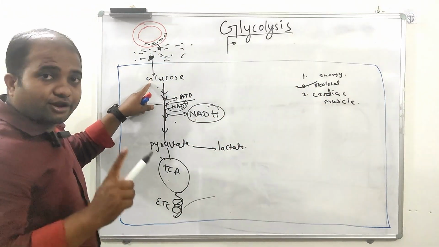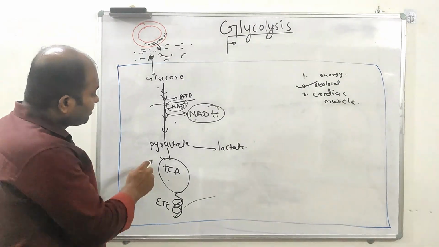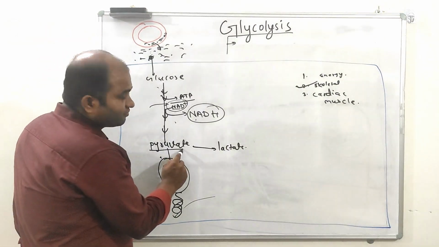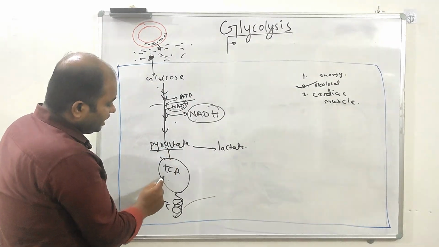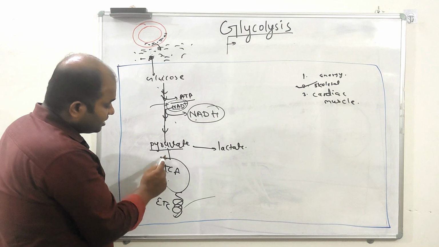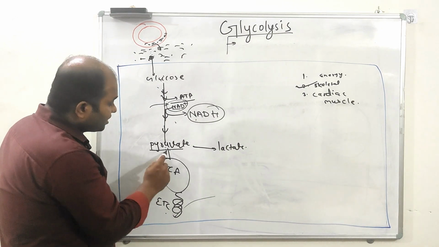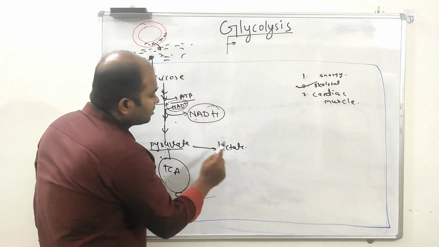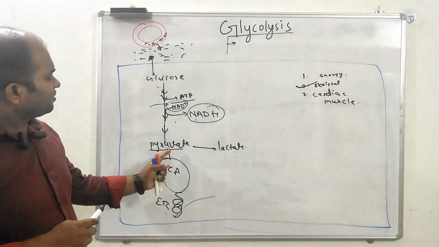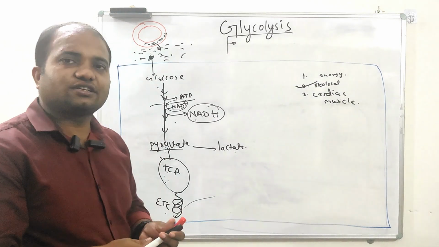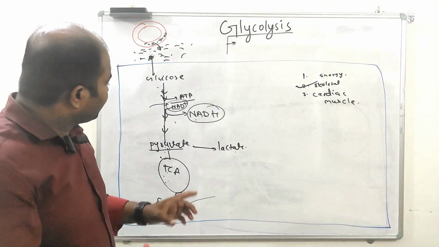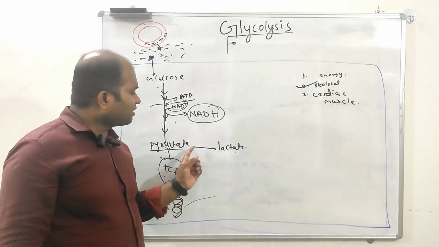So in anaerobic conditions, the absence of oxygen, what will happen? Once glucose is converted into pyruvate, in anaerobic conditions it will not go to the TCA cycle and ETC. So what will this pyruvate do? It will convert to lactate. But why is it converted to lactate? Is there any clinical significance? Because there is no production of ATP, so why should lactate be produced?